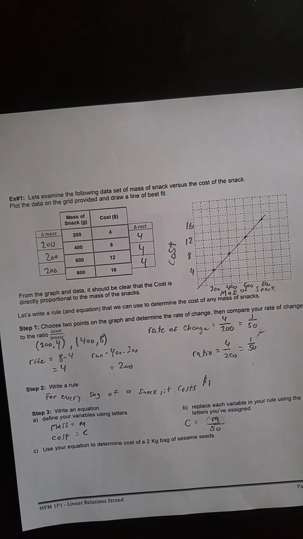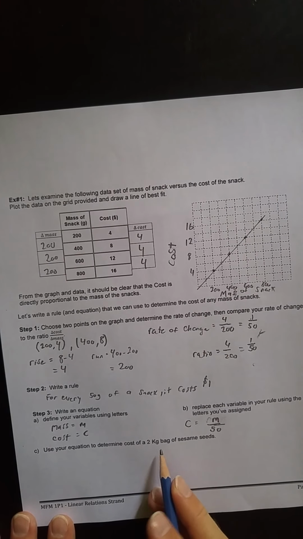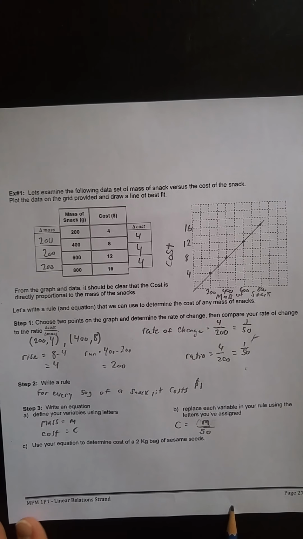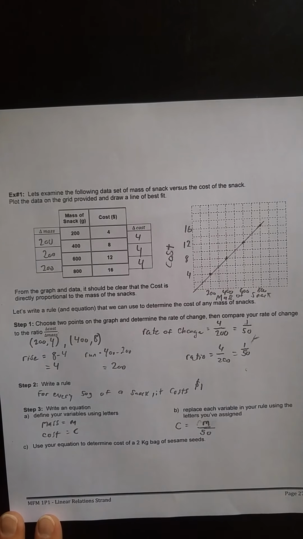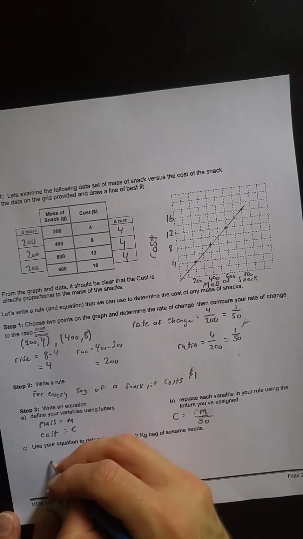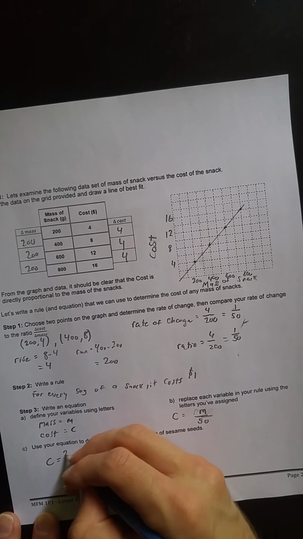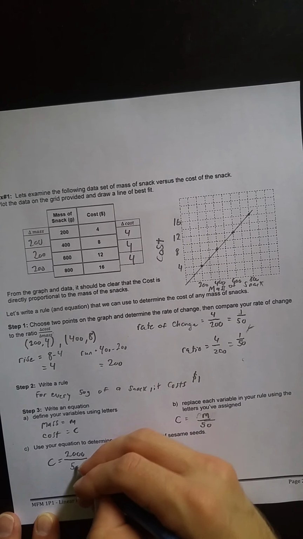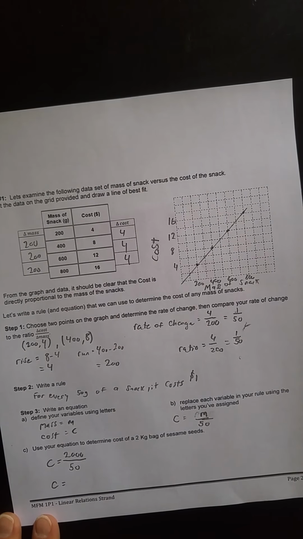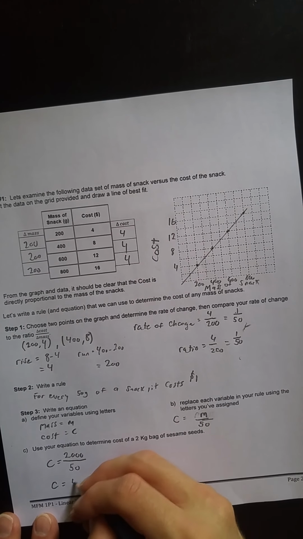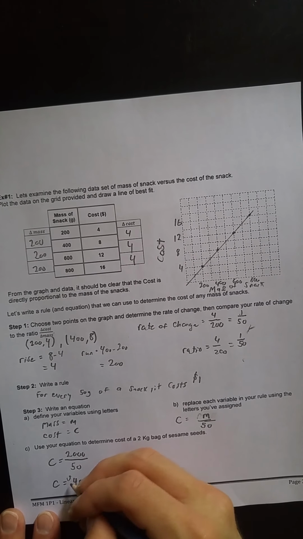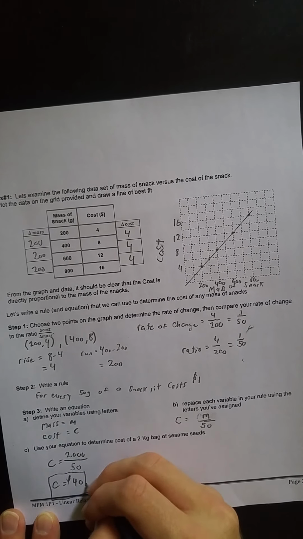Okay, so something is 2 kilograms. So far it's been grams. Kilograms, if we know the conversion, we know there's 1,000 grams in 1 kilogram. So we know this is going to be 2,000 grams. So let's see the cost. Cost will equal 2,000 divided by 50. If you have your calculator, you know that that's $40. So we'll just put $40 here. That's our answer.